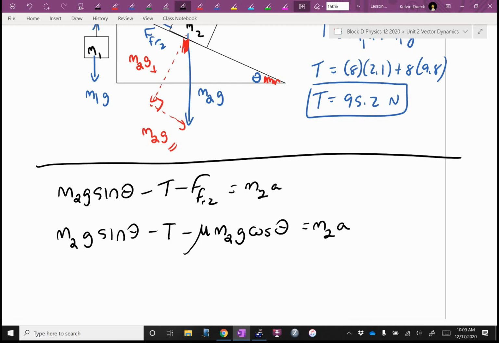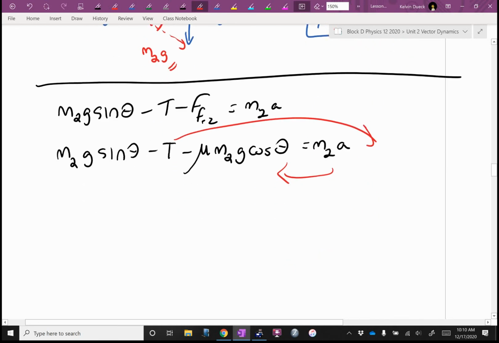What was B asking me to find? How many M2s do I have in this equation? 3. How many would I prefer? Let's get them all to the same side. I'm going to swappy dance. I'm going to plus the tension over and minus the M2A over. That's going to give me M2G sine theta minus mu M2G cos theta minus M2A equals tension.